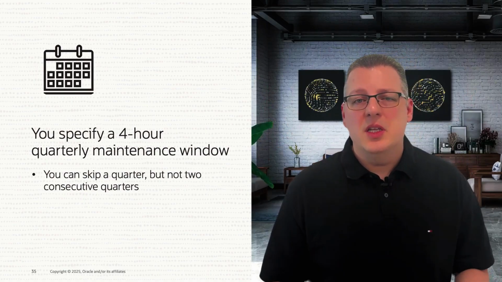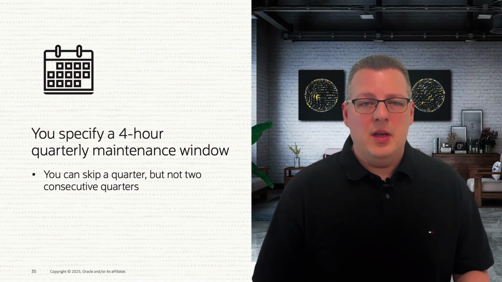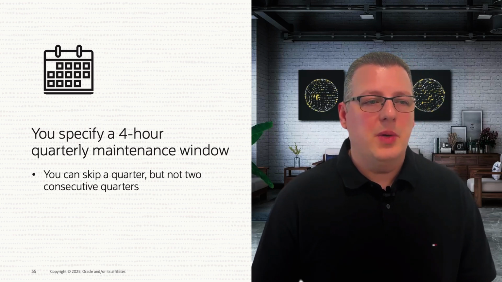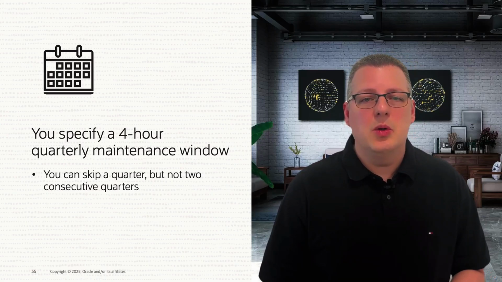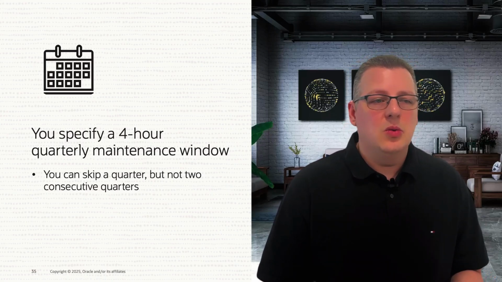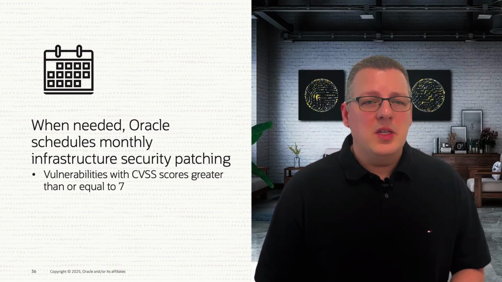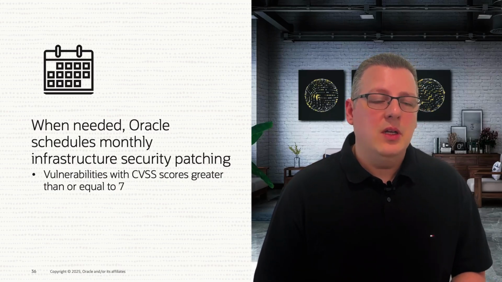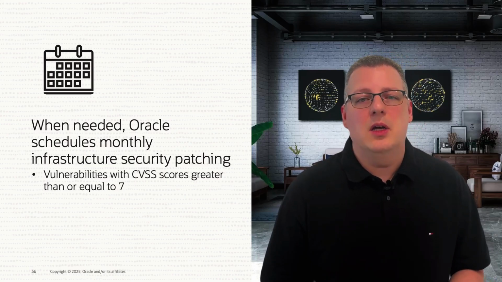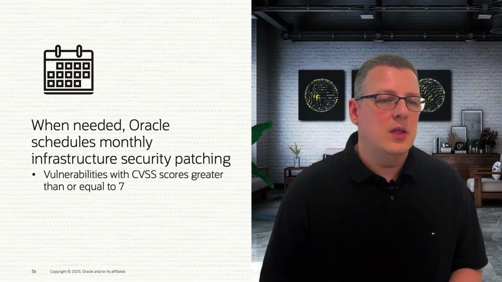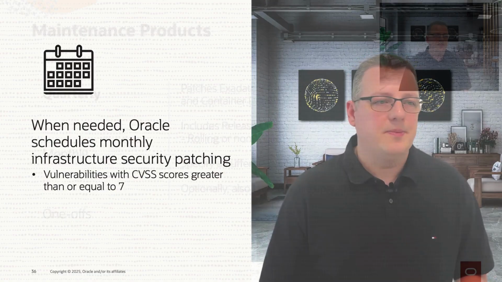On Autonomous Database Dedicated, the patching is way more flexible. You can define your schedule for patching. You can even skip a quarter for any reason you want to do it, but not 2 consecutive quarters. Security patching is monthly and it will be applied by Oracle when Oracle finds a security issue where the score is equal or greater than 7.